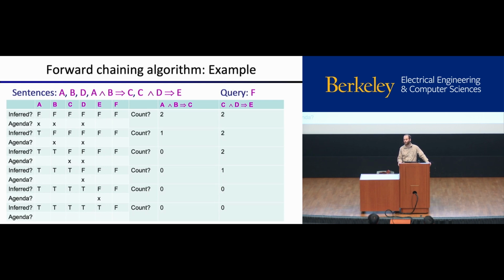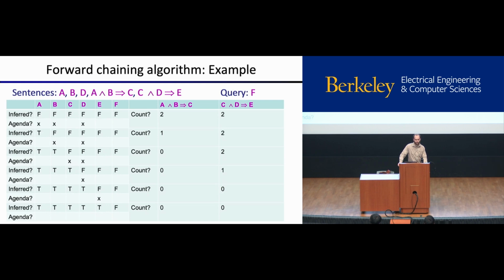If you had no A, B, and B at the time, could you not say anything about the other sentences? Like if you didn't know anything, then you couldn't. That's right. If all three of these were gone, the agenda would be empty right from the beginning, and you'd halt. So, yeah, this would be a pretty quick algorithm.